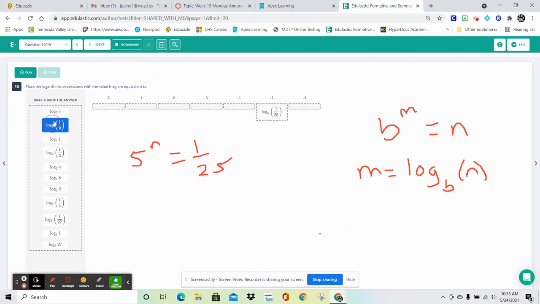And that's all we're doing. 7 to the what power is 7? 7 to the first power is 7. So that's 1. Log base 9 of 1/9. That's going to be negative 1.